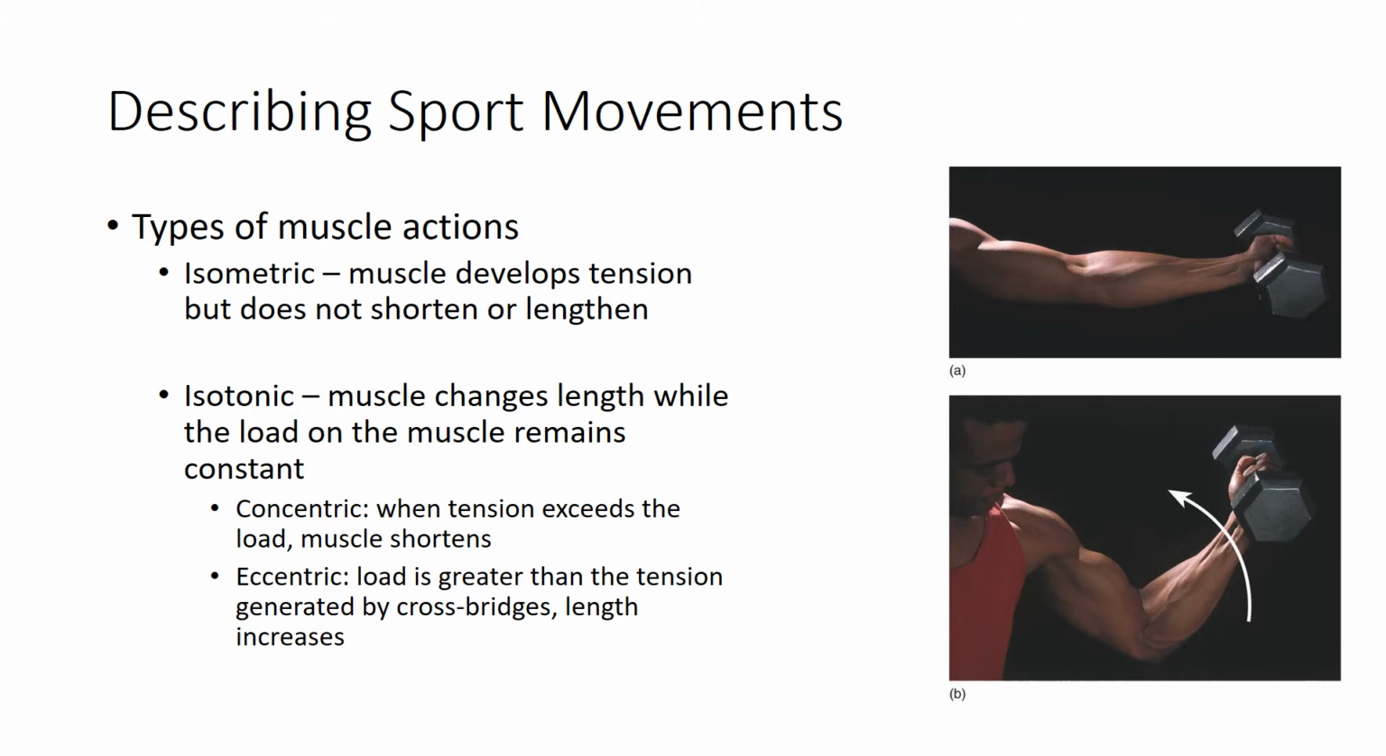Isotonic is where the muscle changes length while the load on the muscle remains constant. So isotonic consists of the concentric portion, where the muscle shortens, and the eccentric portion, where the length of the muscle increases. In this example, think of the bicep curl that you can see in the picture to the right. Whenever you are curling the dumbbell or the barbell, that's the concentric portion and the muscle is shortening. And whenever you're lowering it back down, that's the eccentric portion where the muscle is lengthening.